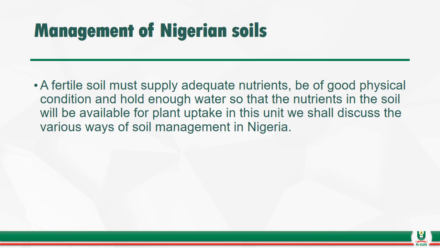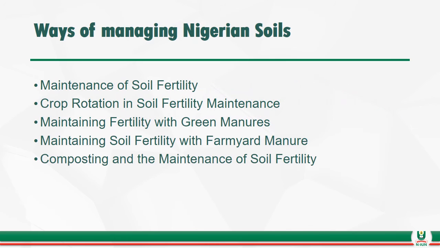Now, management of Nigerian soils. A fertile soil must supply adequate nutrients, be of good physical condition, and hold enough water so that the nutrients in the soil will be available for plant uptake. In this facilitation exercise, we will see some of the various ways that Nigerian soils can be managed. They include maintenance of soil organic matter and fertility, crop rotation, maintaining soil fertility with green manure, maintaining soil fertility with farmyard manure, as well as composting.